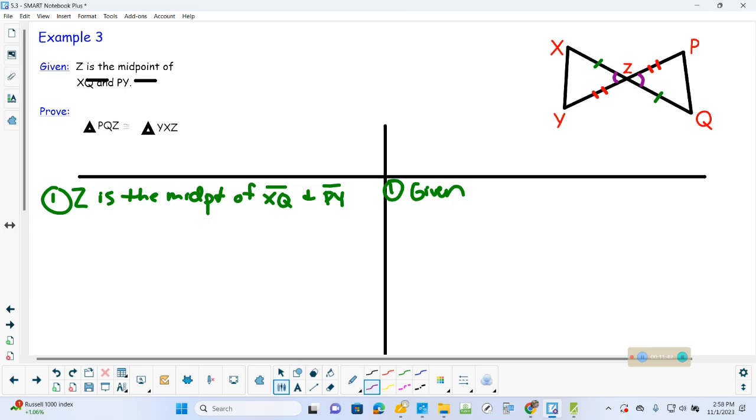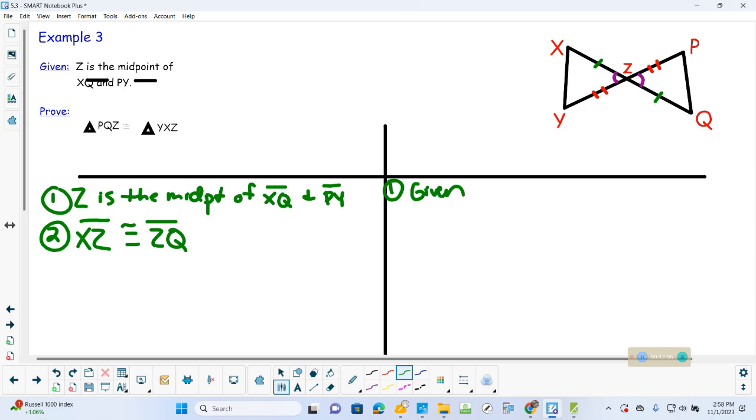All right, so all I have to do is get all of that written out in the proof. I'm going to start with the green first. XZ is congruent to ZQ. Segment XZ is congruent to segment ZQ. Now, why did I mark those congruent? What made me mark those congruent? What in the given? Midpoint.